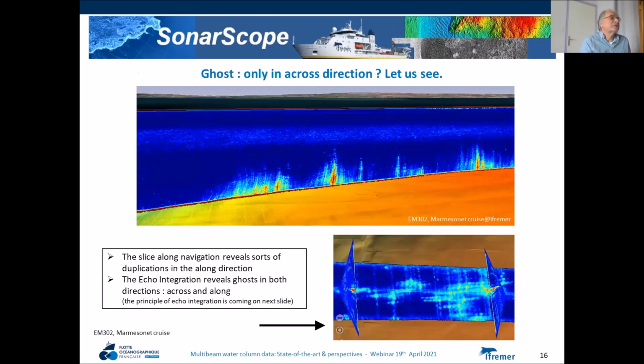I introduced the side effects of the beam diagram side lobes in the transverse direction, but the same phenomenon does exist in the longitudinal direction. You see here the copies of the principal one. And you have the footprints of the longitudinal ghosts here in these directions. So take care. The interpretation of water column data requires good expertise.